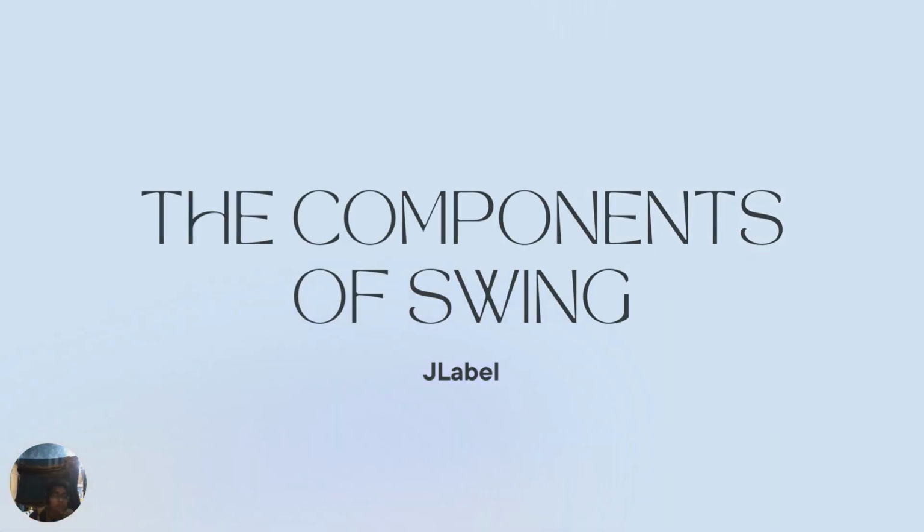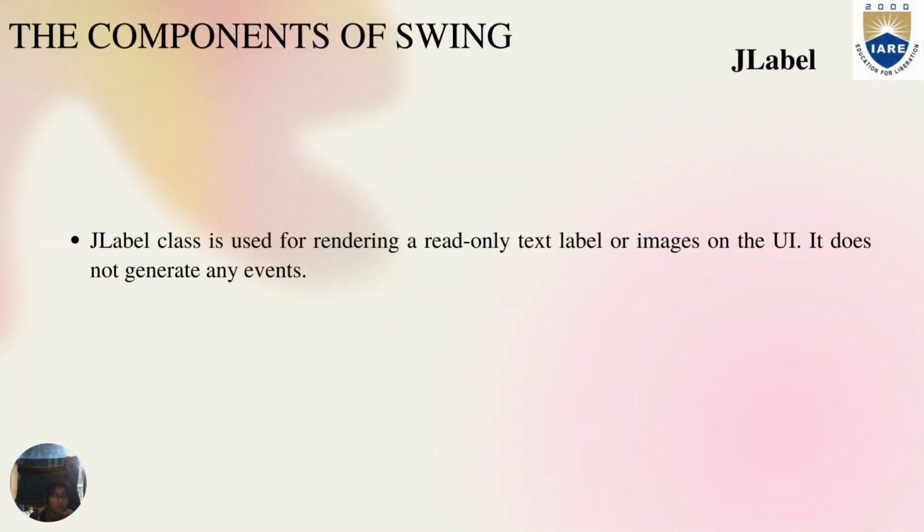Next is JLabel. The JLabel class is used for rendering a read-only text label, similar to the label in the AWT, or images on the UI. It does not generate any events. It's just for presenting information to the user.